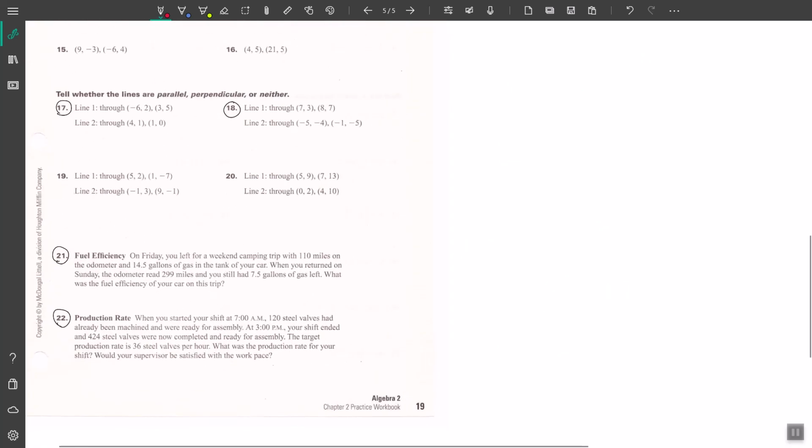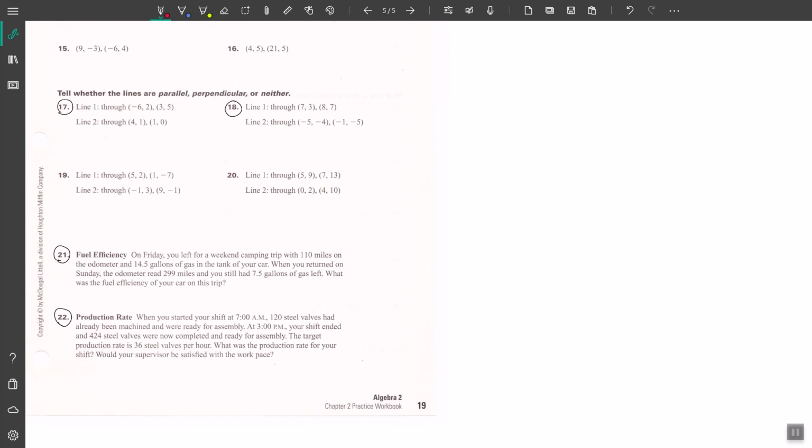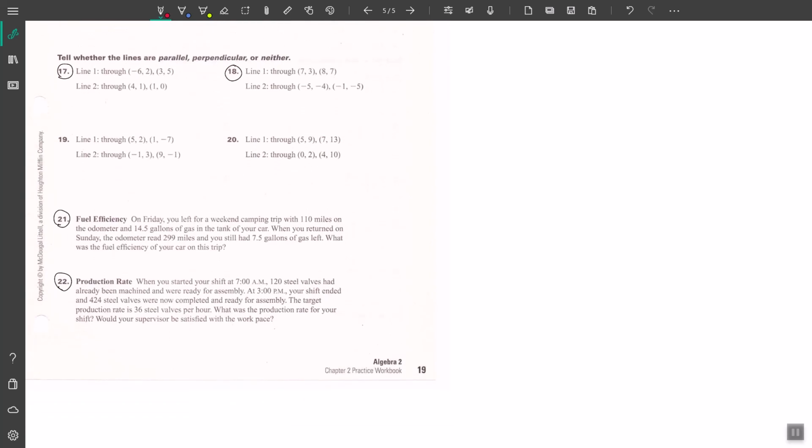Now, moving down to 17 and 18, we're going to calculate the slope of the two lines with the purpose of deciding whether they are parallel, perpendicular, or neither. So let's go back to those definitions of parallel lines. If you have two parallel lines, that means that they are running in the same direction for infinity, but they are never going to cross. So parallel lines will never cross, but they are running the same direction with the same slope. So parallel lines always have the same slope.